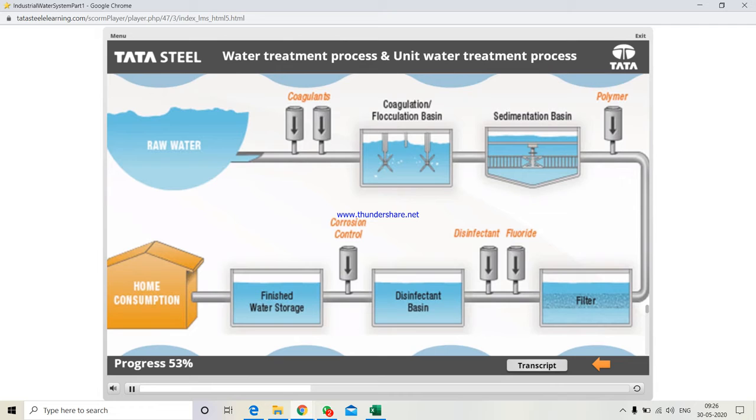The 5 major unit processes include chemical coagulation, flocculation, sedimentation, filtration, and disinfection.